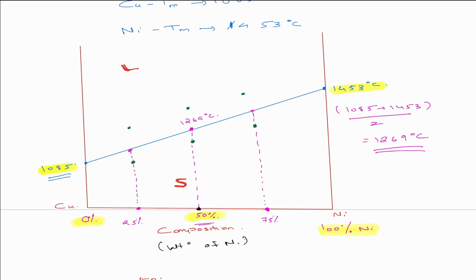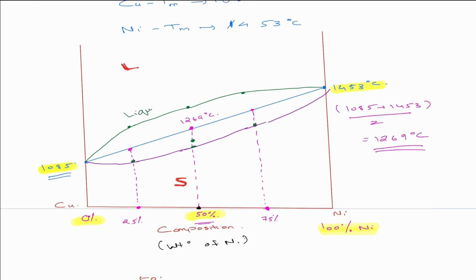Now what I'm going to do is connect these lines. I'm going to connect, definitely not very perfect, and I'm going to connect the other end also. It should go like this. The green dot should be somewhere here, not there. So what we got was this kind of a graph, and the top line, the green line, is called the liquidus line, and the bottom line is called the solidus line.